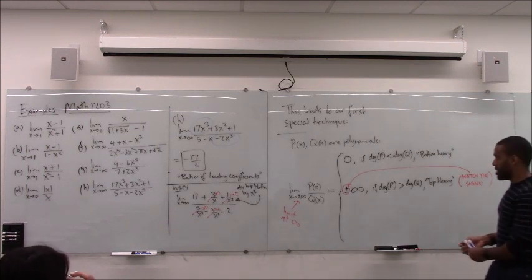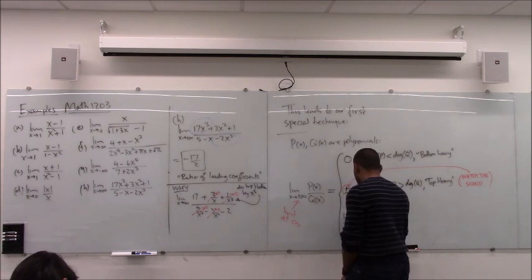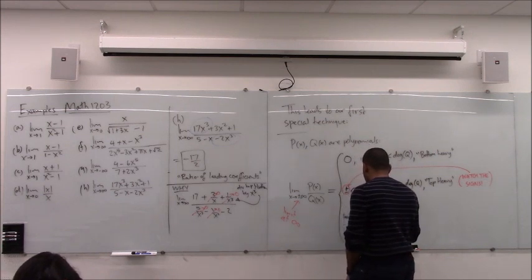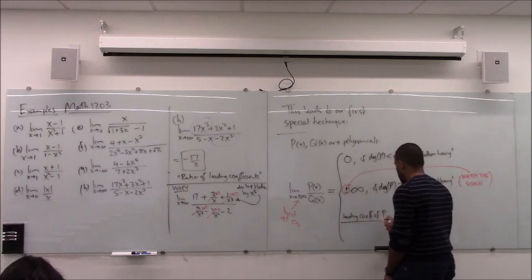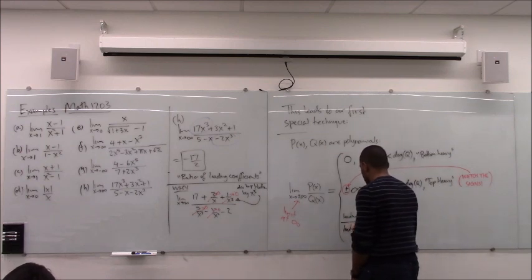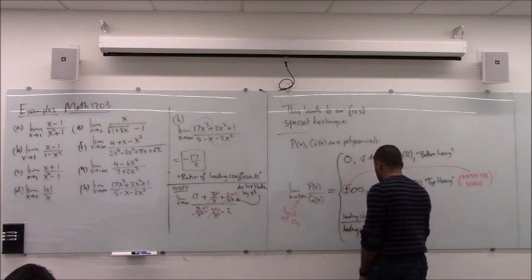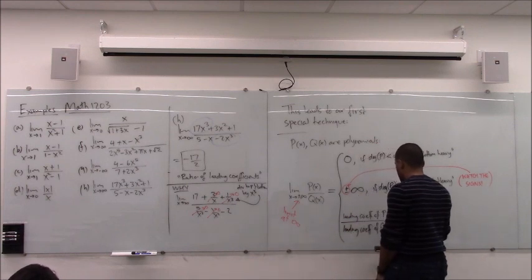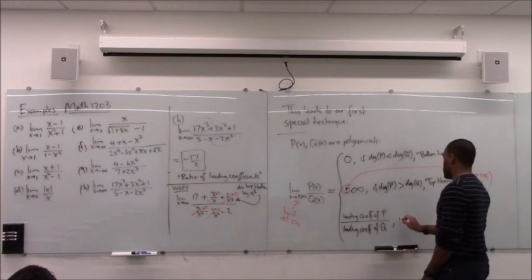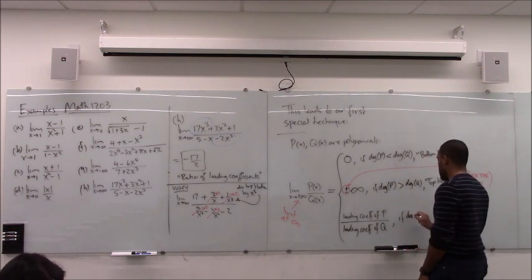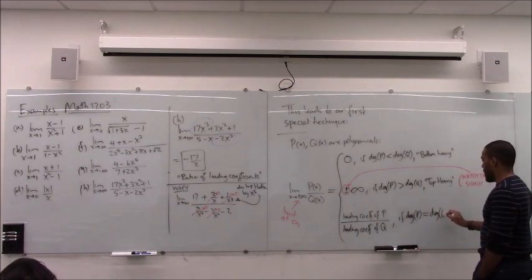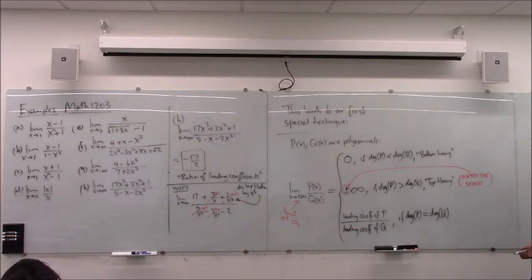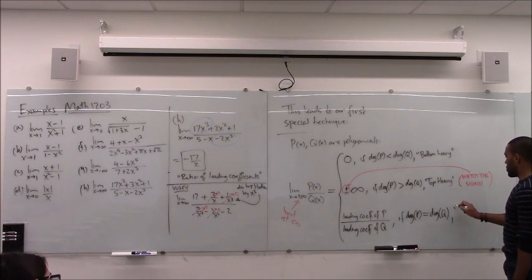And finally, the last case is going to be the leading coefficient of P divided by the leading coefficient of Q. This occurs if the degree of the top, the degree of P, is equal to the degree of the bottom. The highest power in the top and the bottom are the same. And we can refer to this as the ratio of leading coefficients.